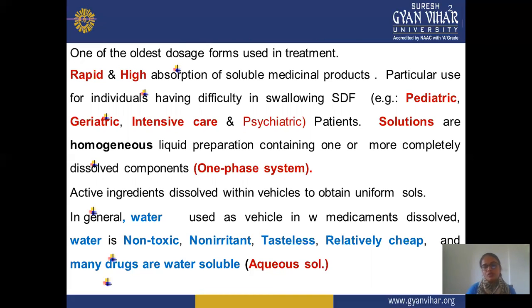A solution is a homogeneous liquid preparation containing one or more completely dissolved components. It means in this liquid dosage form, first you prepare a homogeneous liquid solution or liquid preparation, and this liquid preparation should be uniform or homogeneous, with completely dissolved components in a one-phase system. It should not show any layer or any separation between phases.